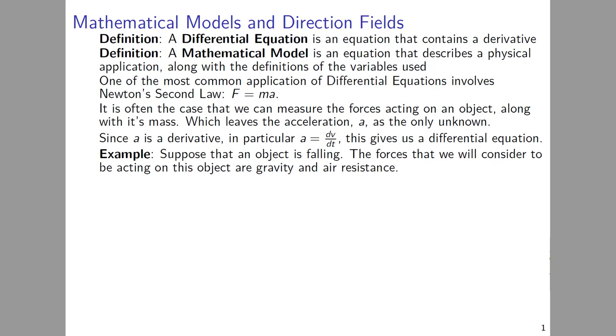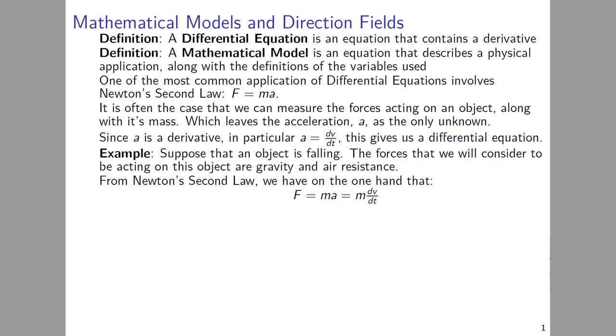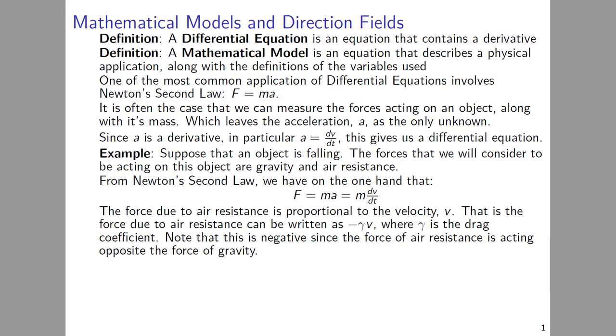For example, suppose that an object is falling. The forces that we will consider to be acting on this object are gravity and air resistance. From Newton's second law, we have on the one hand that force is equal to mass times acceleration, which is mass times dv/dt, and on the other hand, we can measure these two forces acting on the object. In particular, the force due to air resistance is proportional to the velocity v.